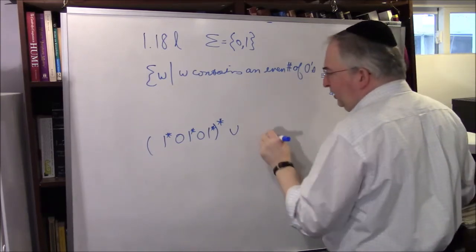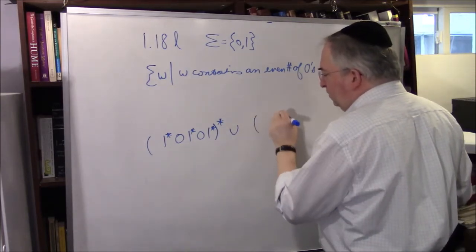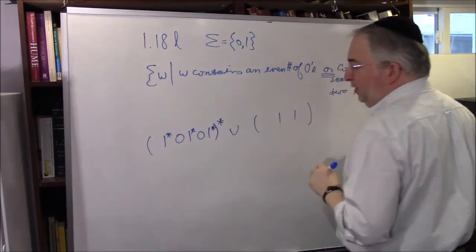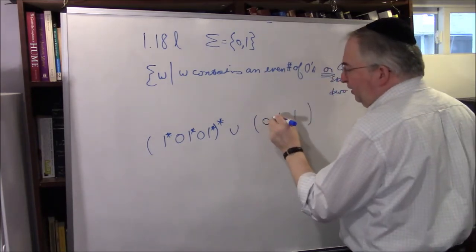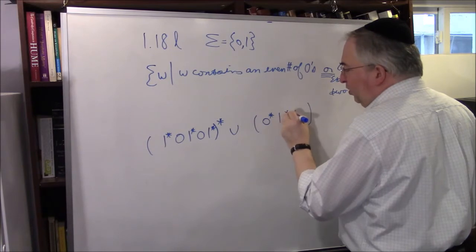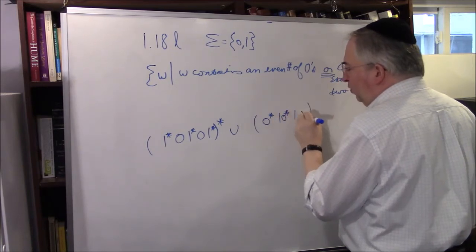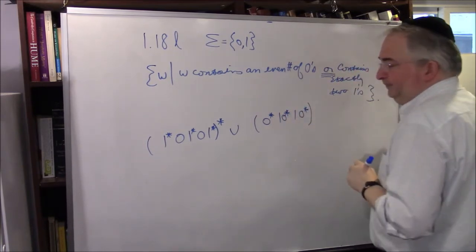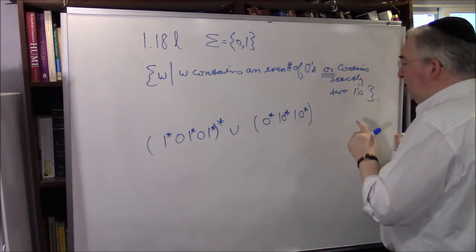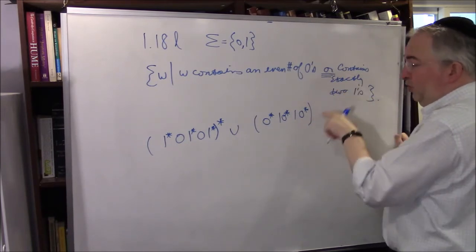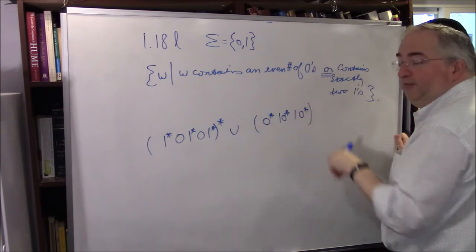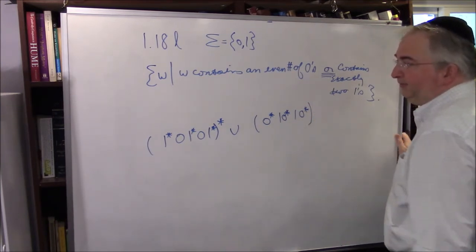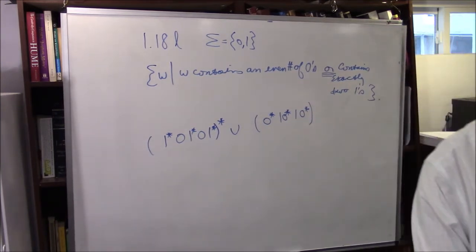Contains exactly two ones. How do you do that? Well, 1, 1. But now I don't care how many zeros there are, so I can put that, or that, or that. But it's not an even number of zeros, so I don't put a star here. That takes care of that.